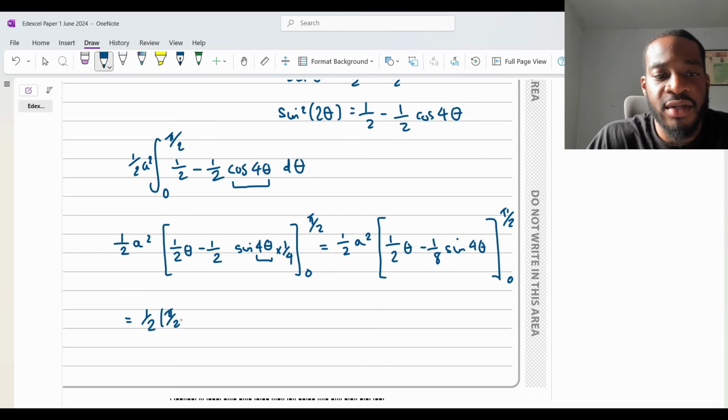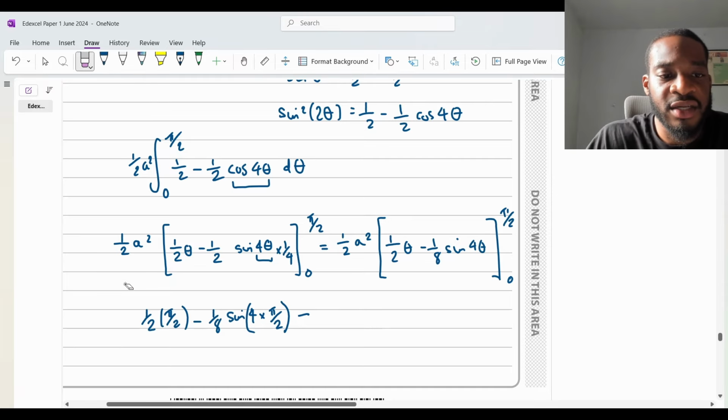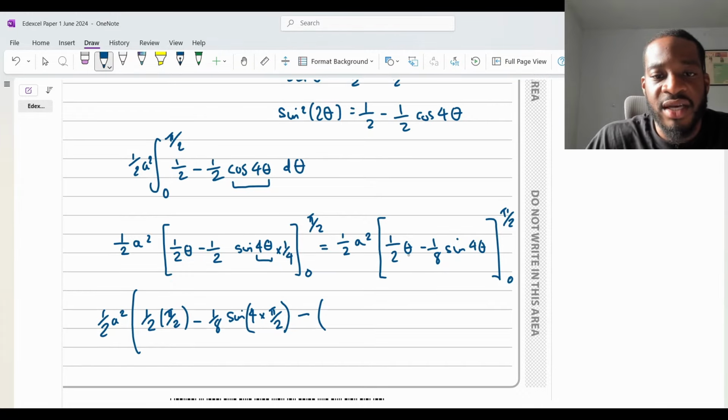pi over 2 minus 1/8 sine of 4 times, we put a bracket, times by pi over 2, like that, minus, and then I haven't forgotten the half a squared, by the way, so let me write this out so it's super clear. So big bracket like that, and then there's a half a squared on the outside, isn't it? Okay, and then the lower limit, if I plug in 0 to each of these, well, that's going to be 0, and so is that, isn't it? Right, so it's just 0 there, essentially. So I could cross that one out, and then I just need to evaluate that.